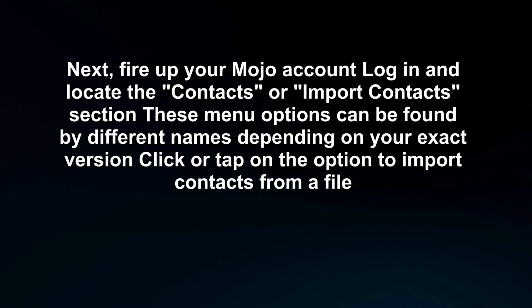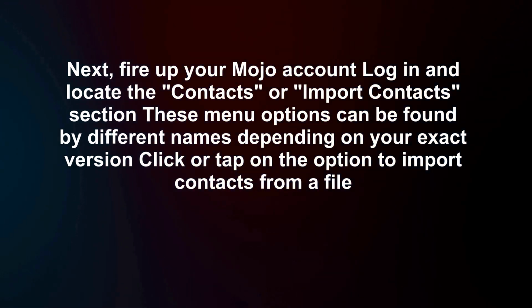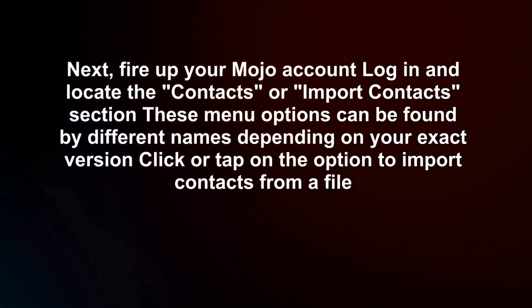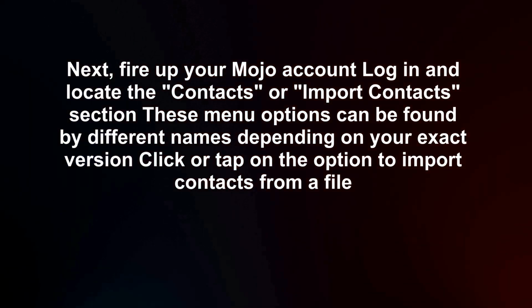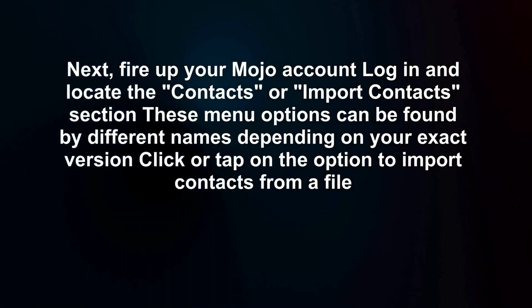Next, fire up your Mojo account, log in, and locate the Contacts or Import Contacts section. These menu options can be found by different names depending on your exact version. Click or tap on the option to import contacts from a file.